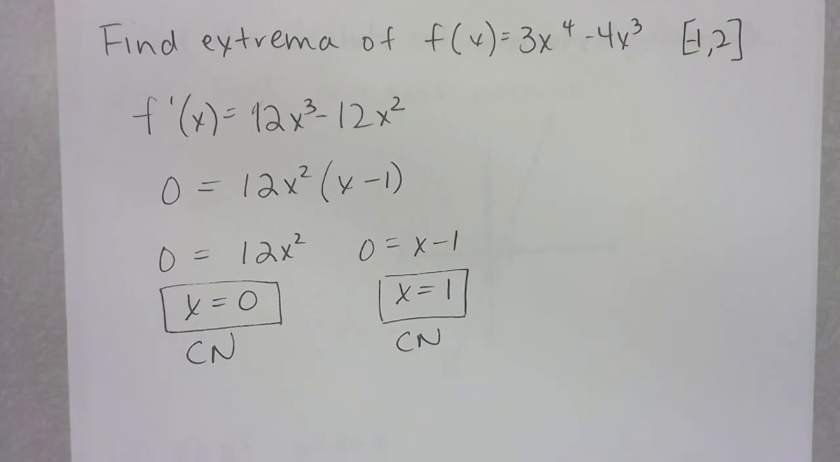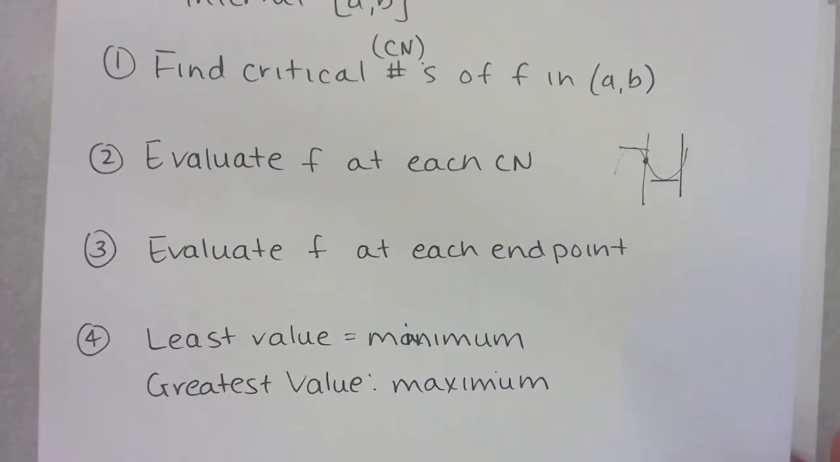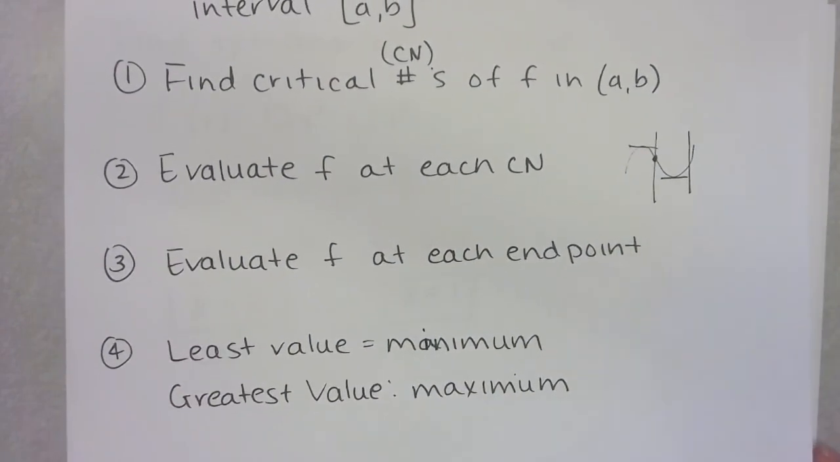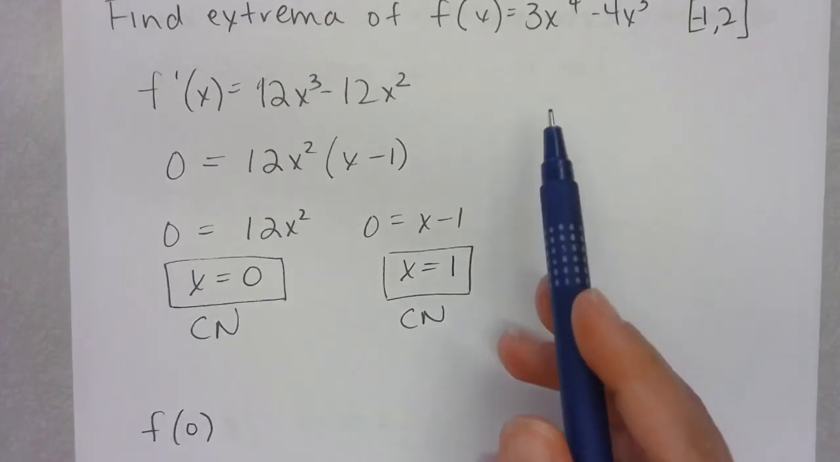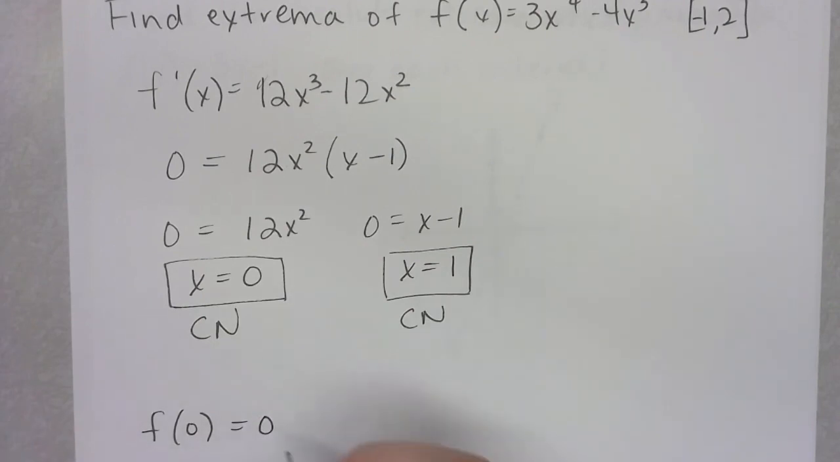So now, did that. Step 2 tells me to evaluate f at each critical number. So I'm going to take f and plug in 0, and then I'm going to take f and plug in 1. So if I plug in 0, I'm immediately going to get out 0. And if I plug in 1, then I get 3 times 1 minus 4 times 1. So really I get 3 minus 4, which is -1.